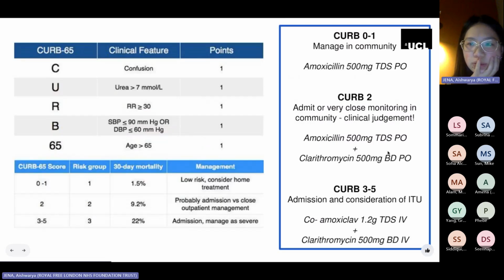So he's got the CURB 2 score. I don't think they'd ask questions as to whether you're going to admit or not, because with a CURB score of 2, it's a clinical judgment, which you can't really tell on an SBA. So just remember the antibiotics that you need to prescribe. But if it's a CURB score of 3 to 5, so if they additionally have any confusion or low blood pressure, then you need to admit them from the GP. Okay.